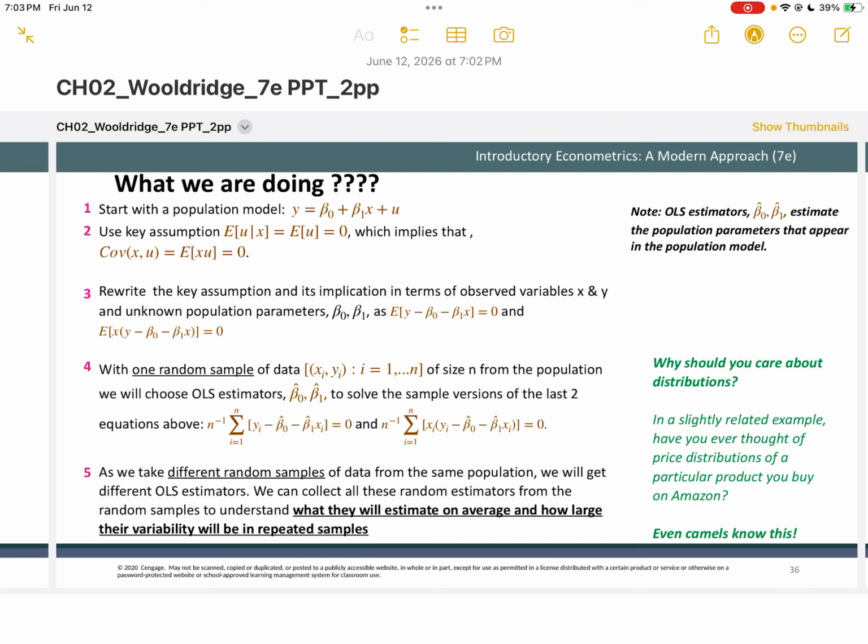Okay, well, we have this unknown population model, and again, it's difficult to get the whole population. So we settle for a sample randomly picked from the population, with a key assumption that there is some zero conditional mean. We can rewrite that key assumption and its implication. We can rewrite it as this, right?